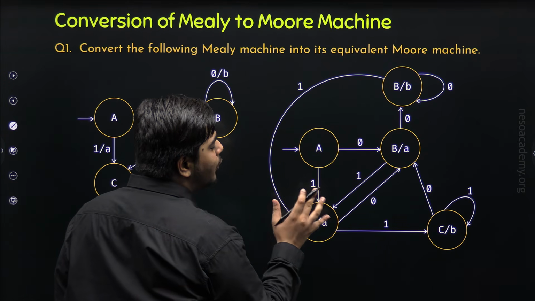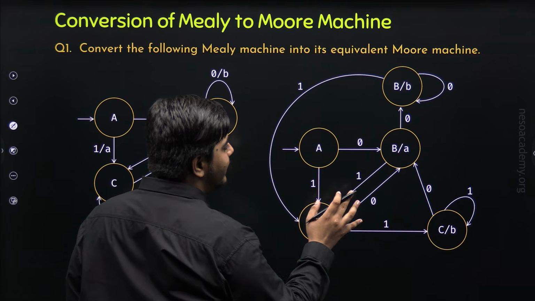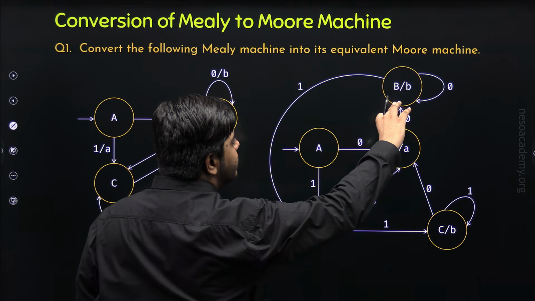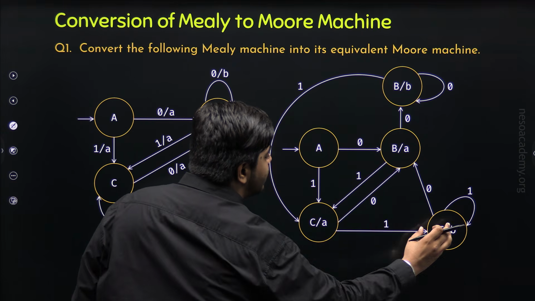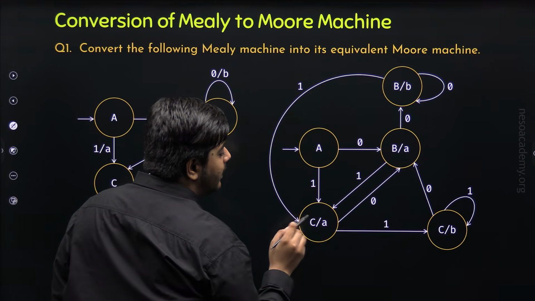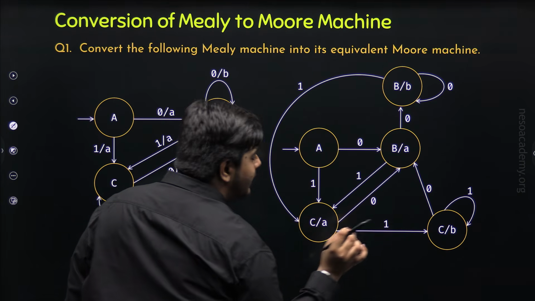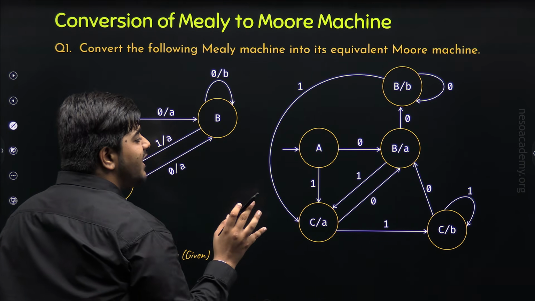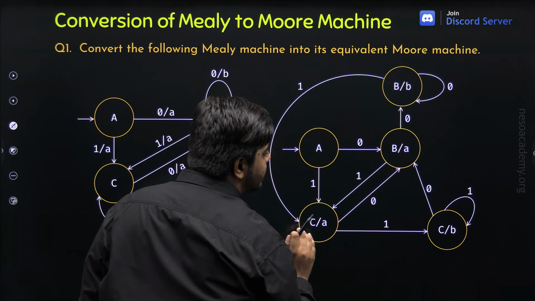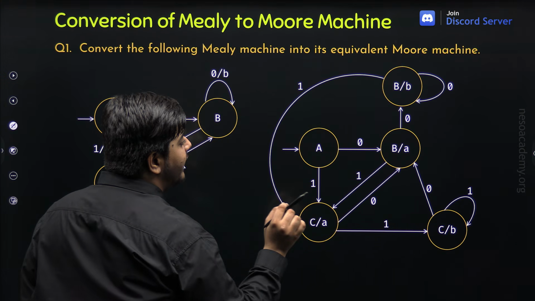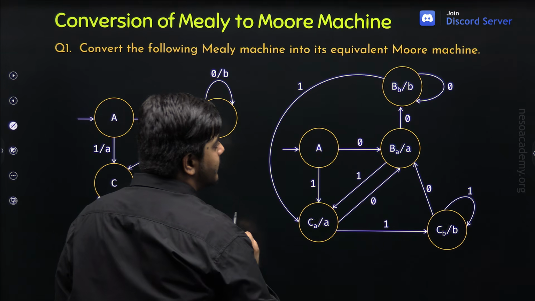Now there is a small problem in this diagram. As you can see, these two states have the same name, that is B. And these two states also have the same name, that is C. This can be confusing. So we will modify the names of these two states and these two states so as to identify them individually. Like this.